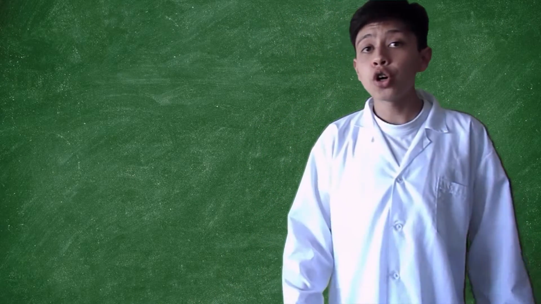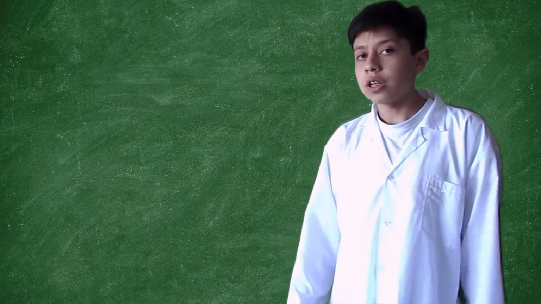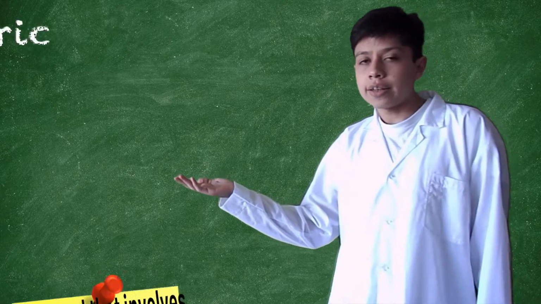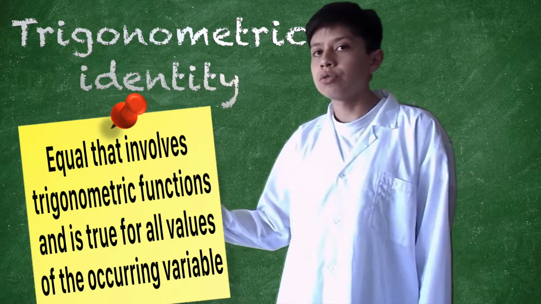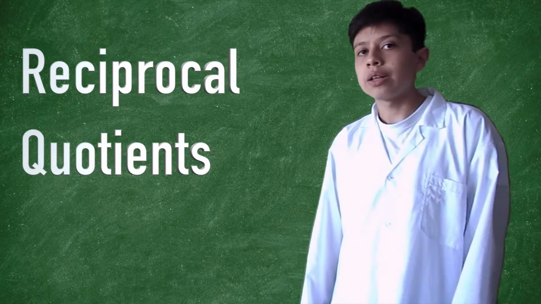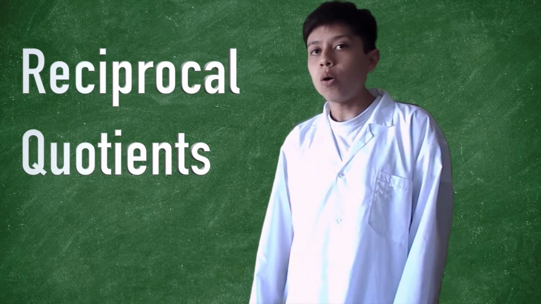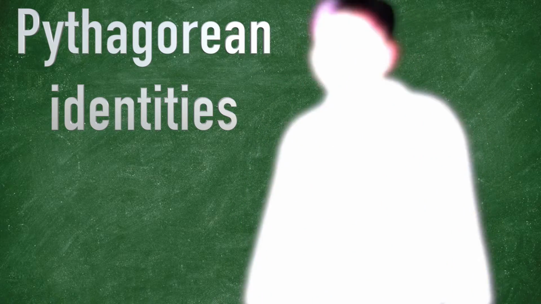Hi, today I'm going to show you how to improve your trigonometry skills, teaching you the essential trigonometric identities. First, the definition of a trigonometric identity is an equality that involves trigonometric functions and is true for all values of the occurring variable. Juan Diego already showed you the reciprocal and the quotient identities. Now I'm going to teach you the Pythagorean identities, of which there are three.